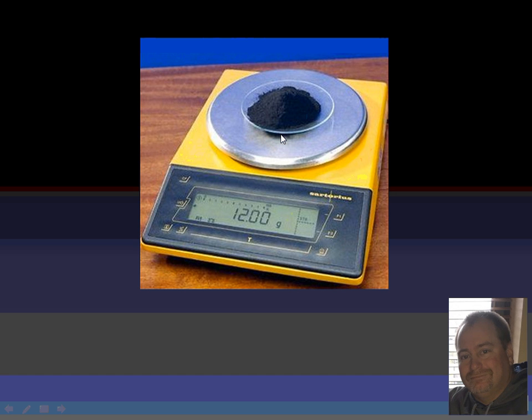Here on my scale is a black substance, that is carbon. What's my scale reading? 12. Okay? 12 grams of carbon is equal to what? 1 mole. So that is 1 mole of carbon. How many carbon atoms are right there? 6.022 times 10 to the 23rd atoms.